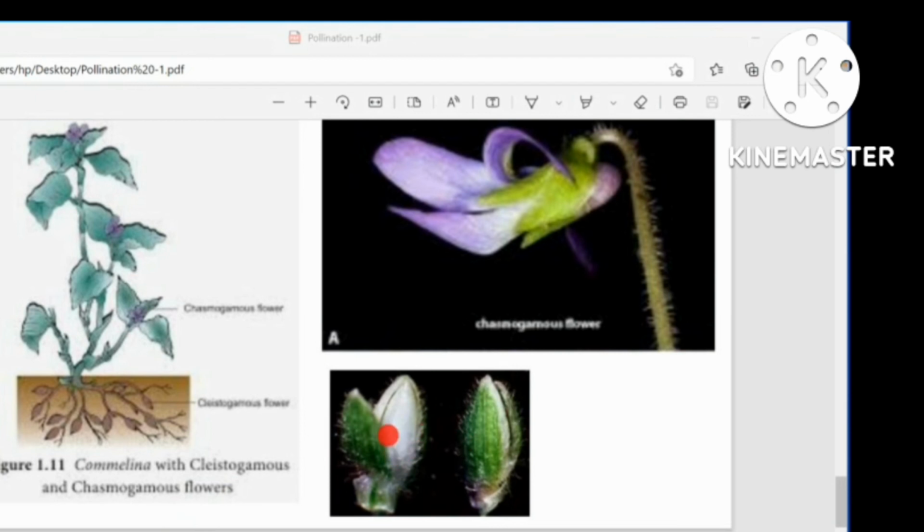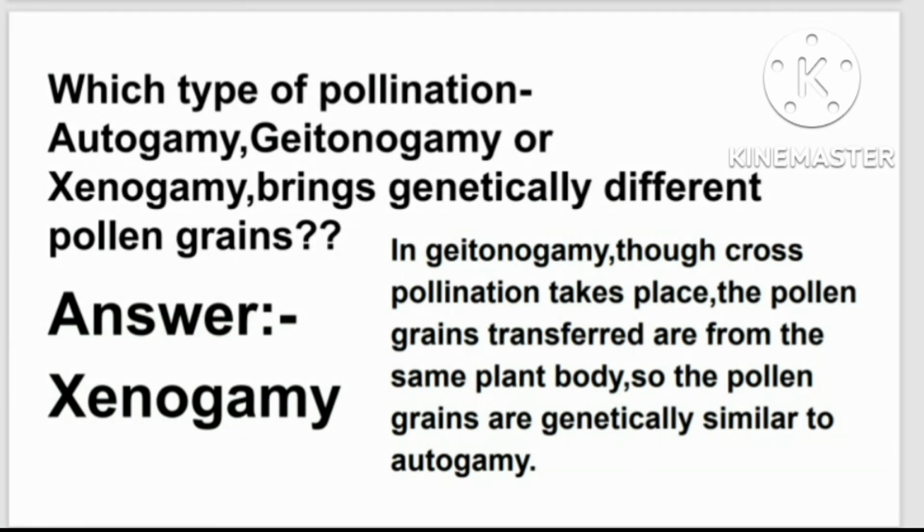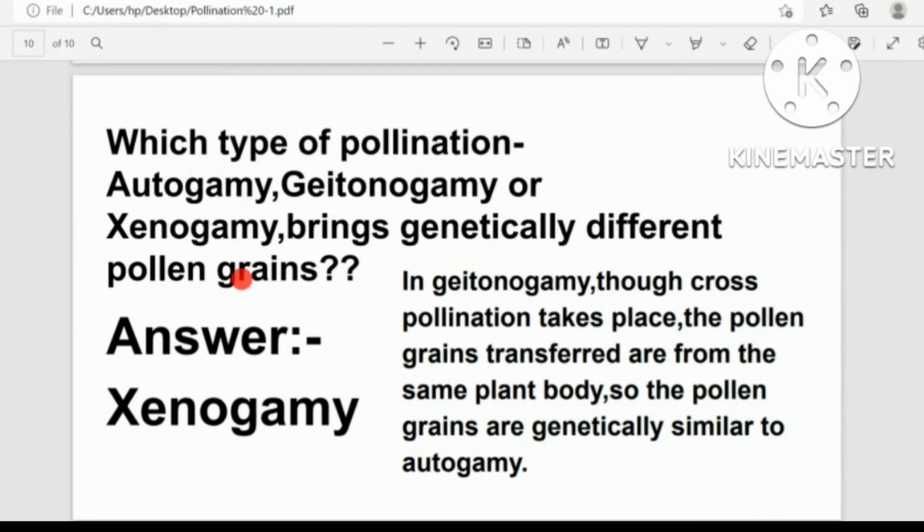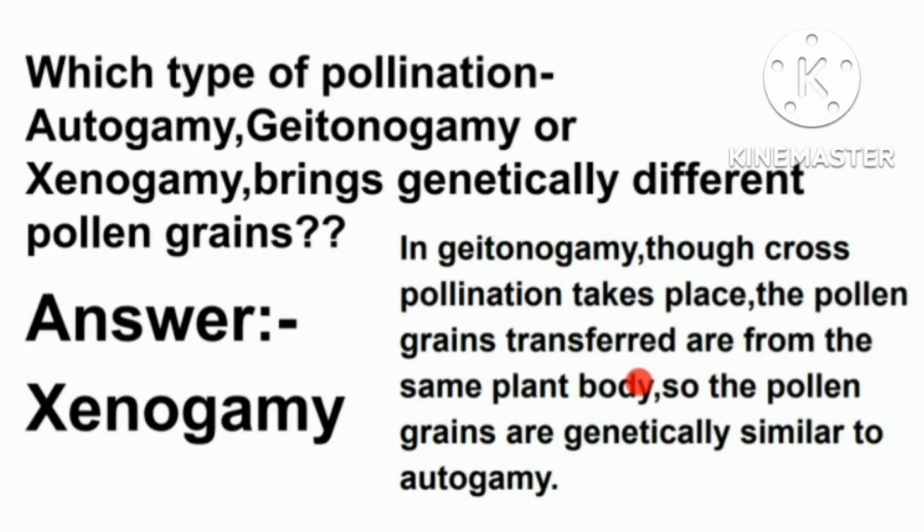They will be closed. Amongst the different modes of pollination, that is autogamy, geitonogamy or xenogamy, which type brings genetically different pollen grains? And the answer is xenogamy. In geitonogamy, though cross-pollination takes place, the pollen grains are transferred from the same plant body. So the pollen grains are genetically similar to the autogamy.